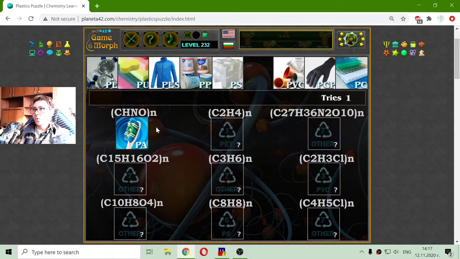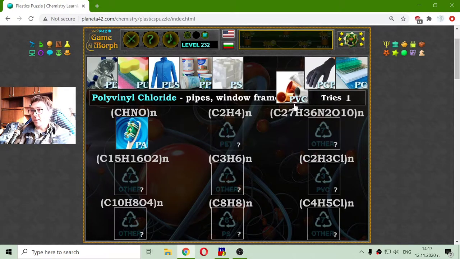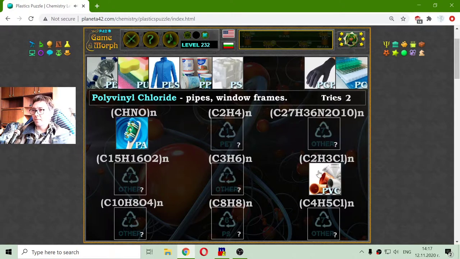So, the next one that is more popular that I want to place is the polyvinyl chloride. This is the plastic that is used in modern window frames and also pipes. And it contains one atom of chlorine. So it has 2 atoms of carbon, 3 atoms of hydrogen and 1 atom of chlorine. And this compound is repeating itself N times to create the polyvinyl chloride.